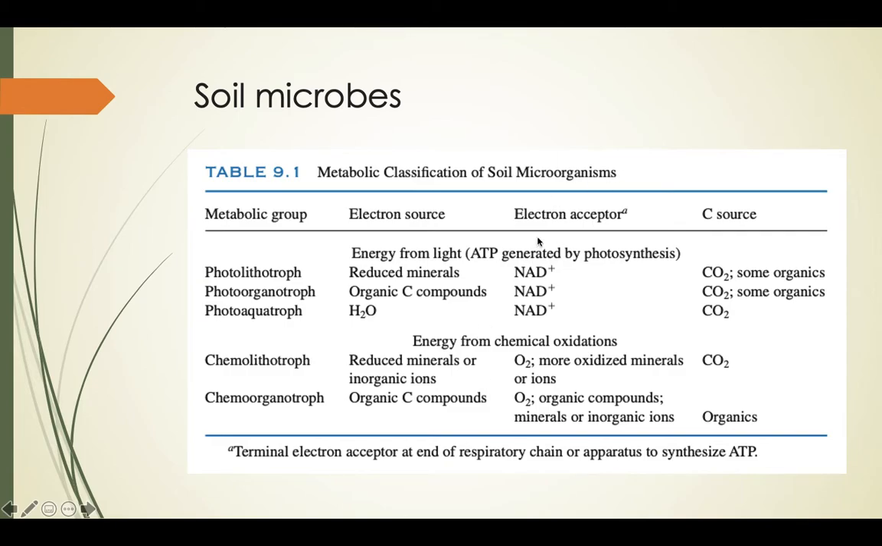Then for electron acceptor, you can see here some representative elements or acceptors. Then we have, for carbon sources, some other examples of carbon sources.